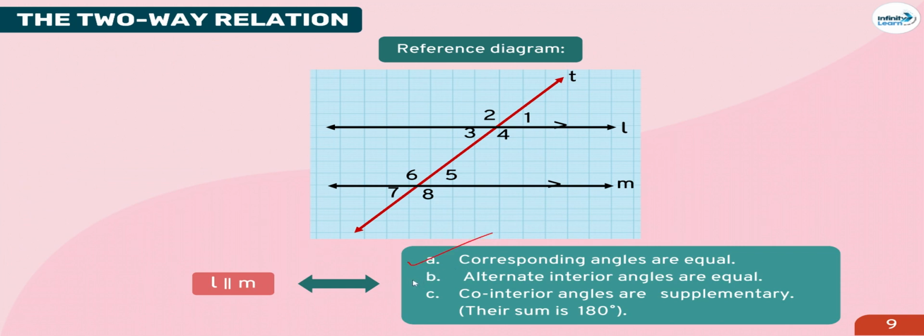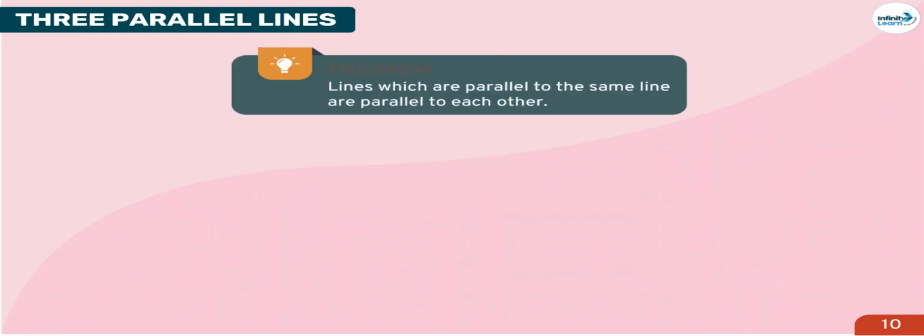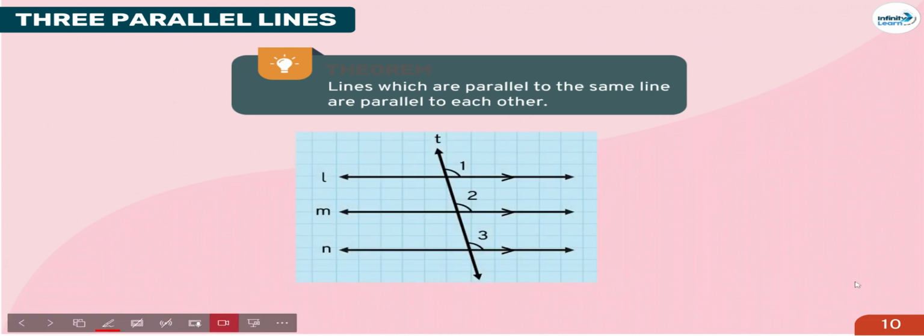Corresponding angles are equal, alternate interior angles are equal, and the sum of co-interior angles is 180 degrees, or supplementary. Lines which are parallel to the same line are parallel to one another.